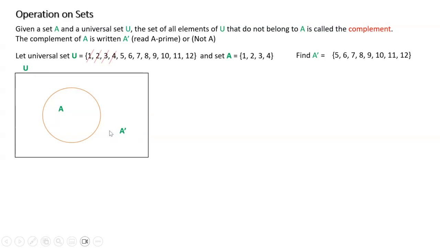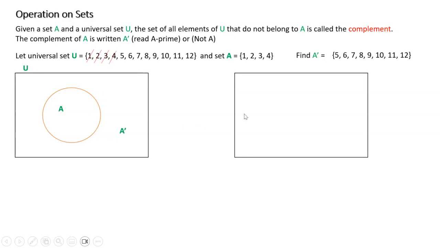Now how do we do that in a Venn diagram, guys? This is called a Venn diagram. How do we represent that in a Venn diagram? This is my universal set, this whole thing here, the rectangle.